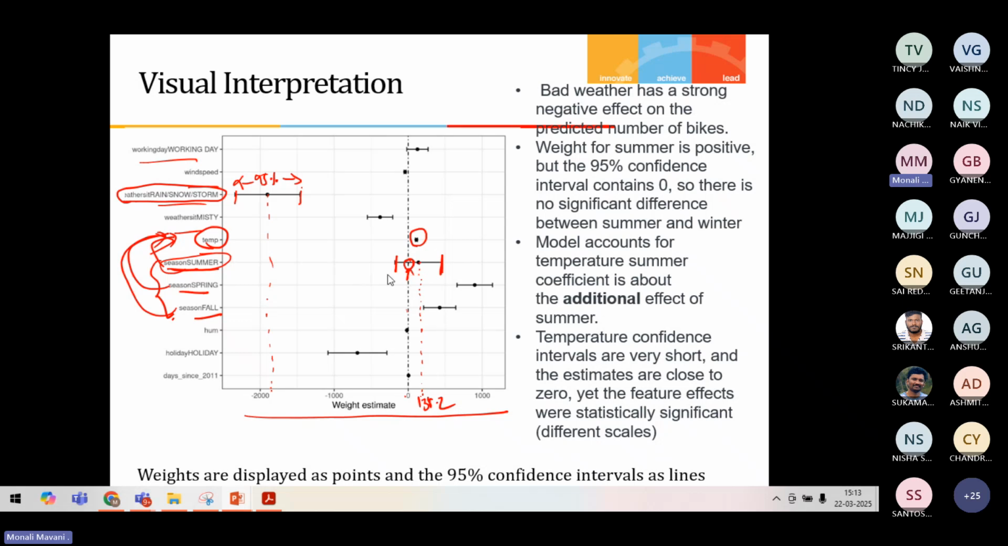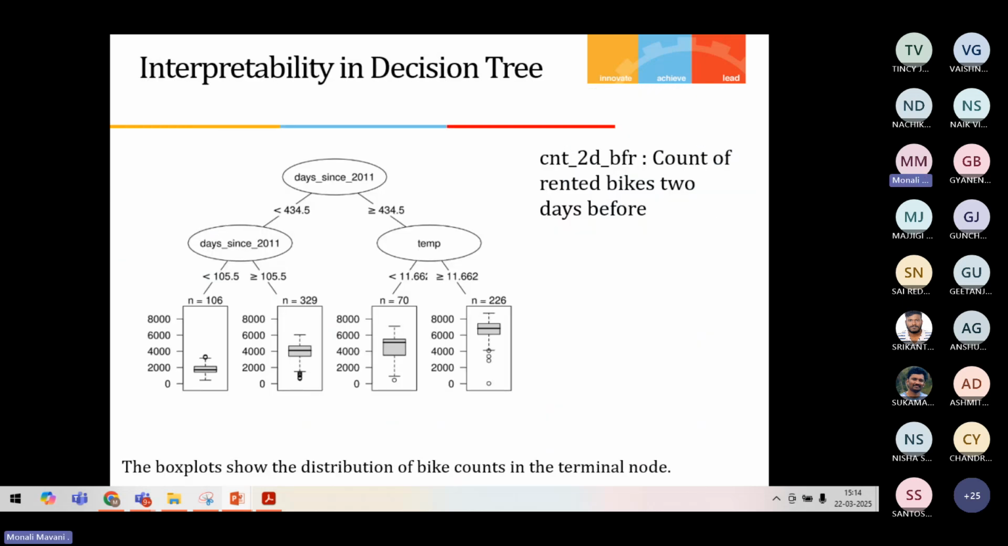So likewise, a lot of interpretation can be obtained from every algorithm. There's a very different branch of machine learning which deals with interpretability. Now for the decision tree, how will you interpret a decision tree? Decision tree is easy to interpret. Linear regression is easy to interpret.